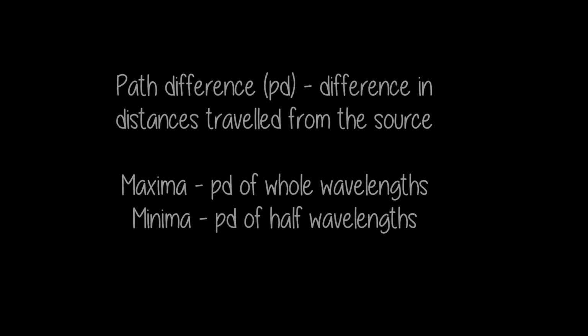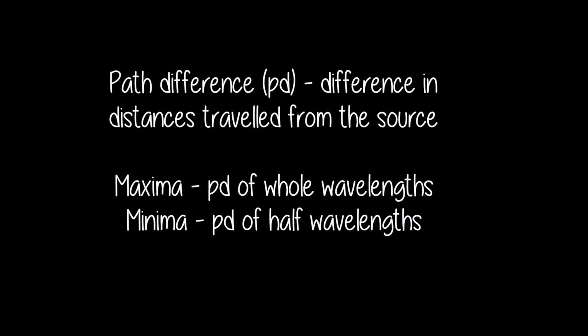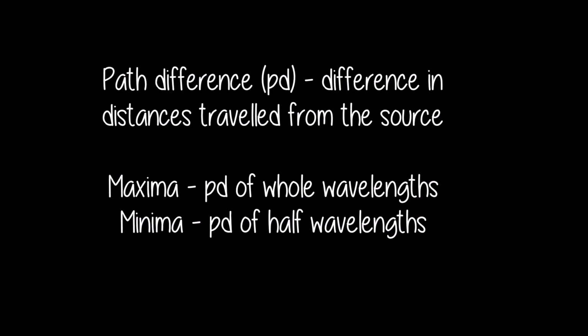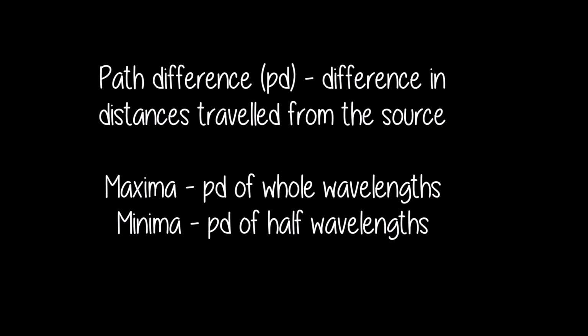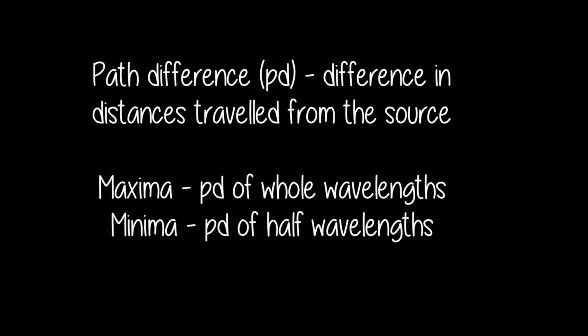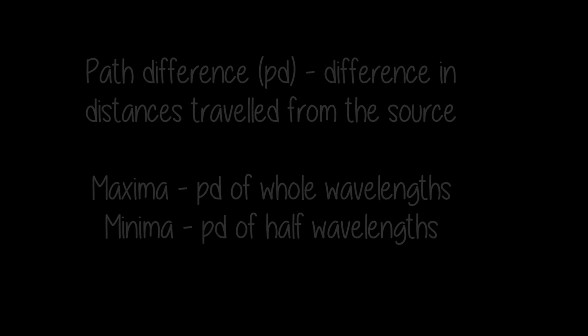They are created by waves travelling different distances from the source. This is known as the path difference. If a wave has travelled an even number of half wavelengths, so a whole number, maxima is formed. If a wave has travelled an odd number of half wavelengths, a minimum is formed. You can find this out for yourself.